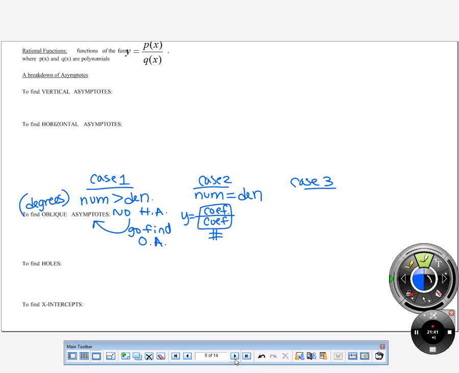So the third case was where everything ended up at 0, okay? So in the third case, there's no mystery as to where your horizontal asymptote ends up. I can tell you exactly what number it's going to be. It's going to be at y equals 0, okay, which is right along the x-axis. That happened when the numerator's degree was less than the denominator, okay? The denominator had a greater power than the numerator.